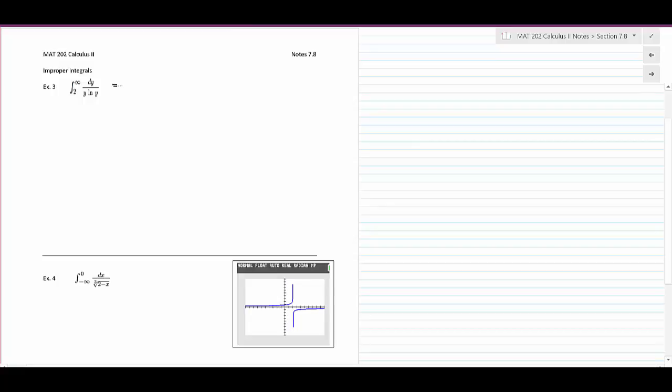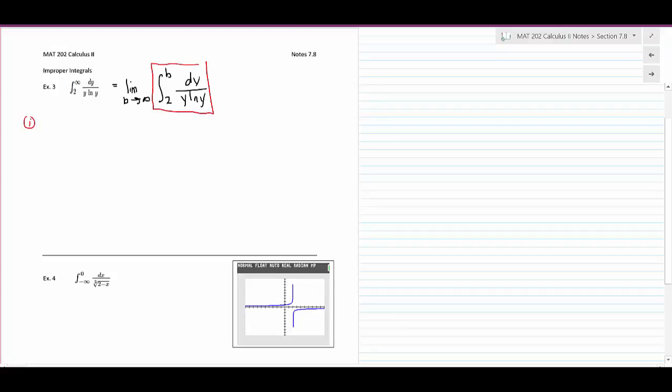Step 1 on this one is you're going to change this integral to 2 to b, because you have unbounded limits of integration. And then we have dy over y ln y like that. And you're going to do the limit as b approaches infinity. That's your goal. So step 1 is we need to focus on this integral over here.